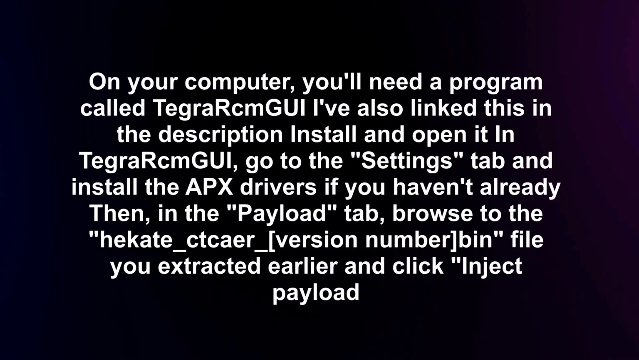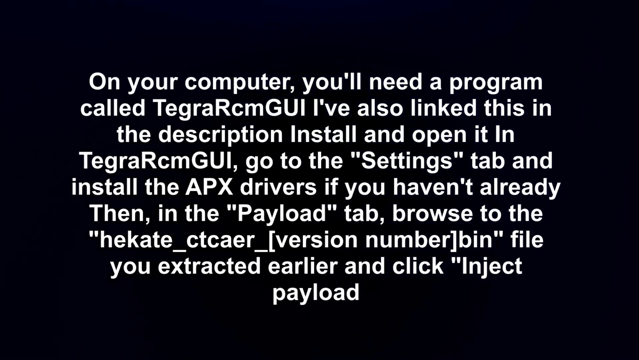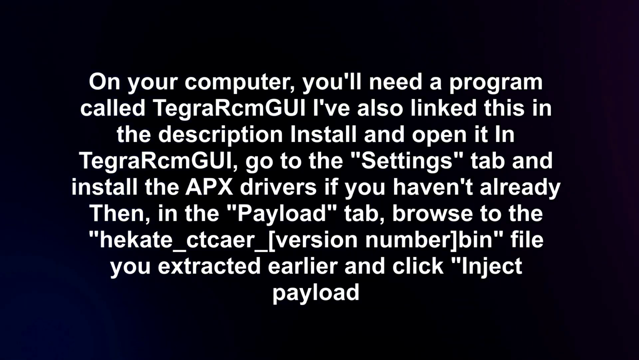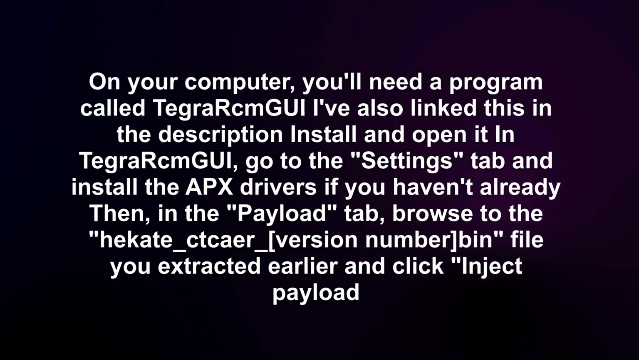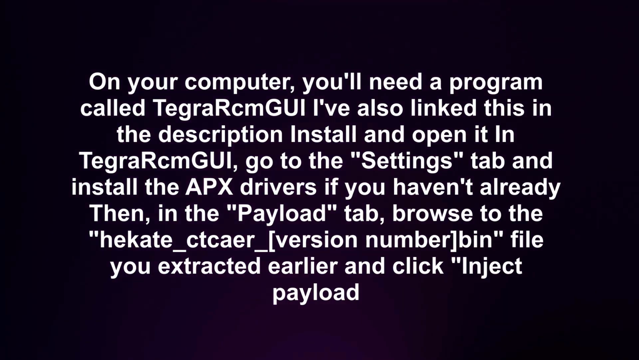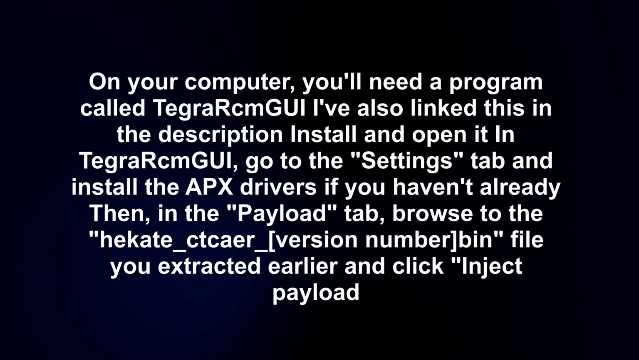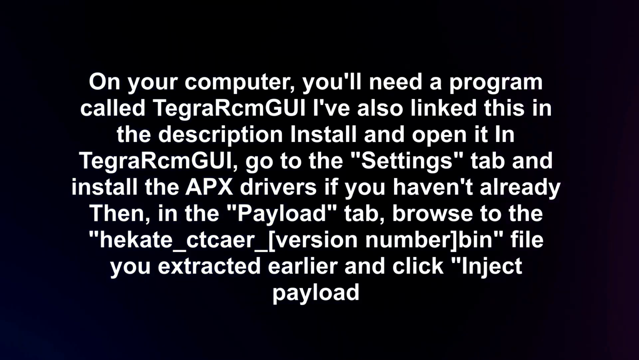On your computer, you'll need a program called TegraRCMGUI. I've also linked this in the description. Install and open TegraRCMGUI. Go to the Settings tab and install the app's drivers, if you haven't already. Then, in the Payload tab, browse to the Hekate_ctcaer_version number bin file you extracted earlier and click Inject Payload.